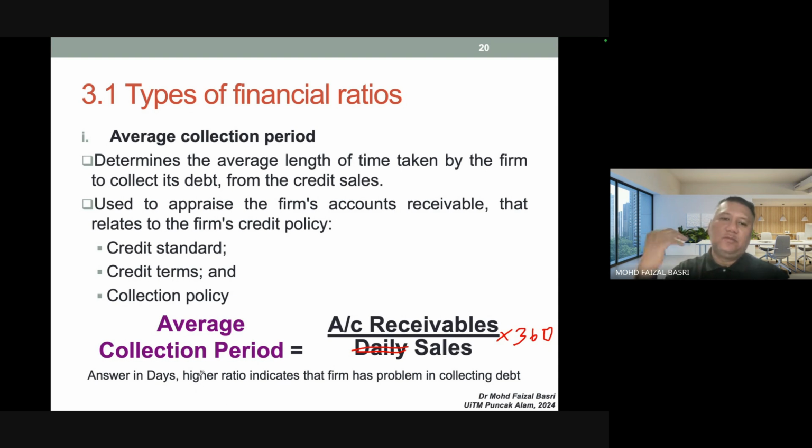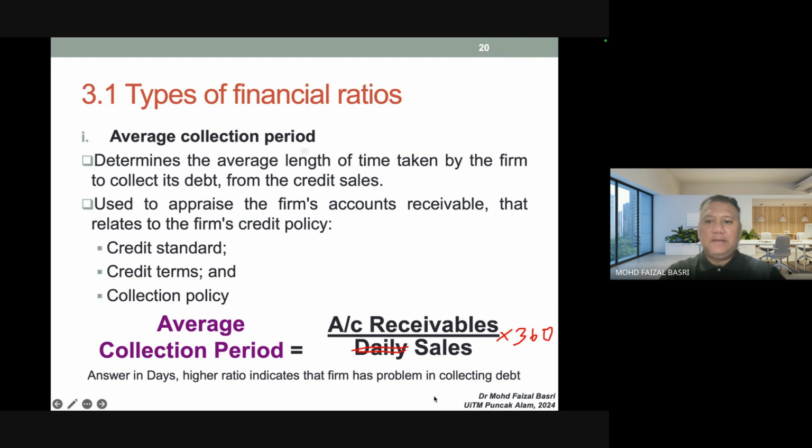And again, untuk case ni, ACP, the higher the ratio is not desirable. Kita tak nak kita punya collection lama lah. So therefore, the lower the ACP, the better for the company, because the higher the ratio indicates the firm has problems in collecting the debts. Akan ada masalah lah. So kita nak collection kita to be as quickly as possible.